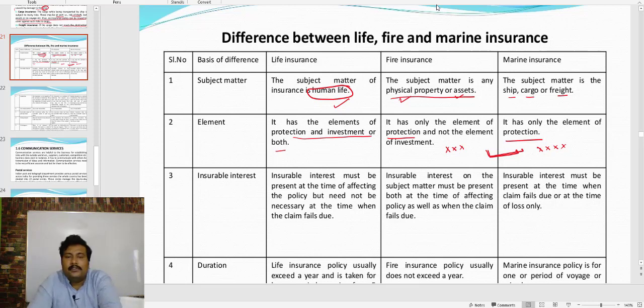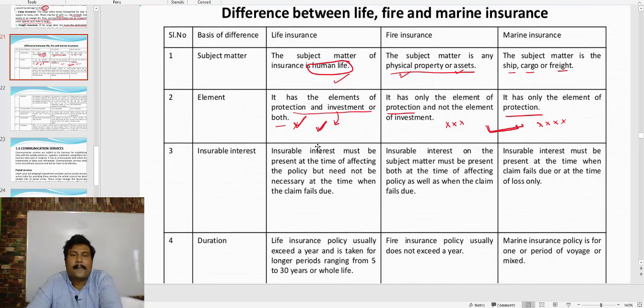But in life insurance, if we invest the money and any uncertainty happens with the life, then they will return the amount. And if nothing has happened, then after completing the time, on the maturity date, they will return the amount we had invested. So it works both ways: they will pay for protection, and if nothing happened, they will still return it. But in fire and marine insurance, if nothing has happened, they will not return anything to us.